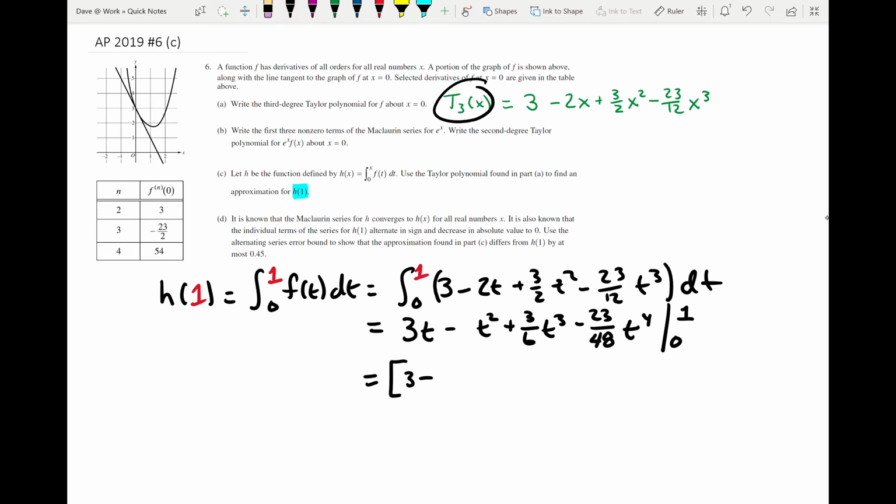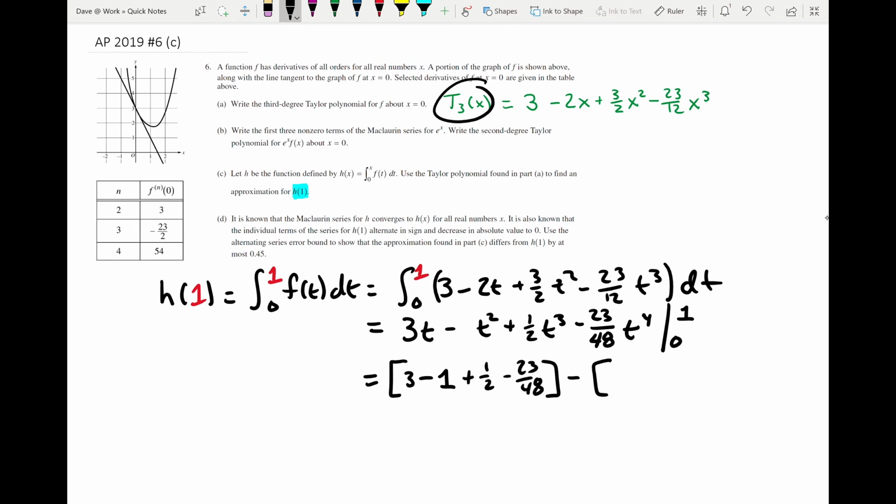Minus, well, 2 halves is just minus 1, so we could just put minus 1 there. 3/6 could have been written as 1/2, so I guess we could put a half here. And then minus 23/48 times 1 is minus 23/48.